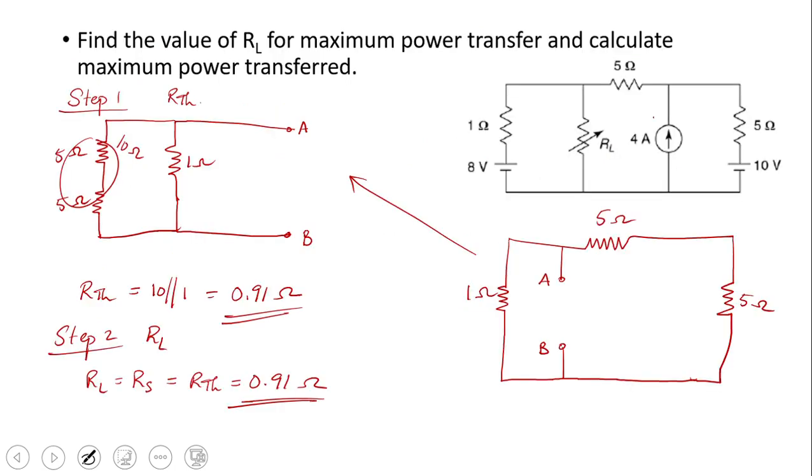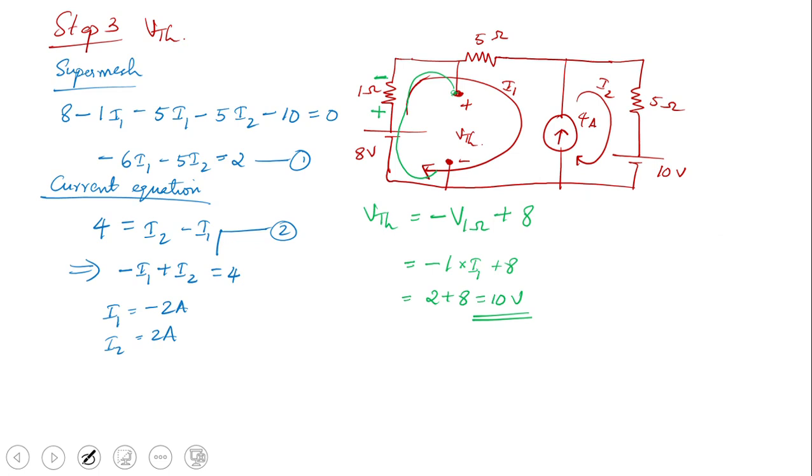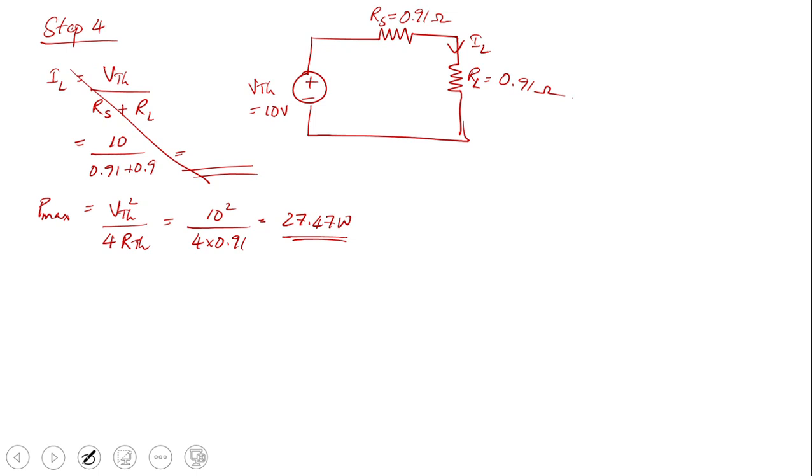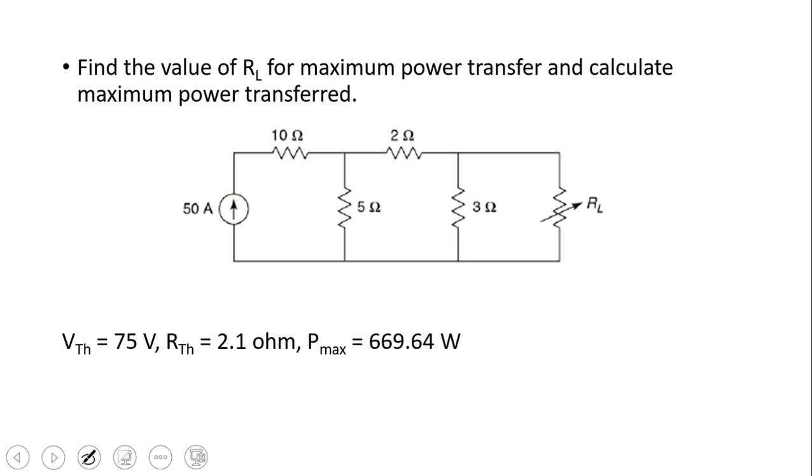So always the first step is to find out the value of RTH. Then you find out the value of the load resistance. Load resistance is equal to the value of RTH, and then you can find out VTH by the normal method. And if they have asked to find out the value of the maximum power, you draw the Thevenin's equivalent circuit and finally find out the maximum power transferred using the equation VTH square divided by 4 into RTH. So this is the final answer, and as your homework I want you to solve this particular problem.